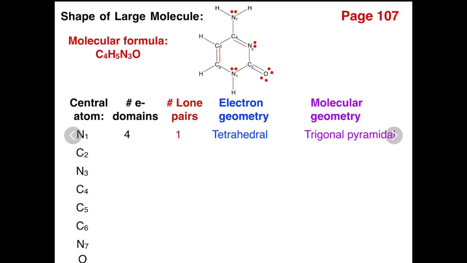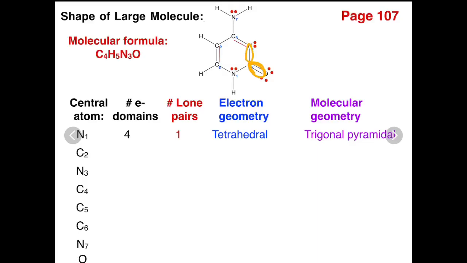Now C equal to 2. The number of electron domains: a double bond counts as 1 because it requires only one region, one space between carbon and oxygen, sharing those 4 electrons between each other.